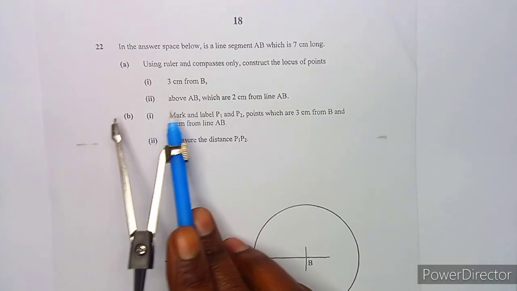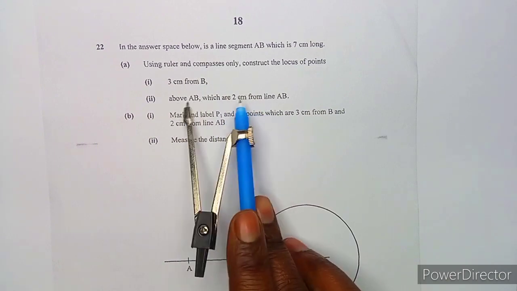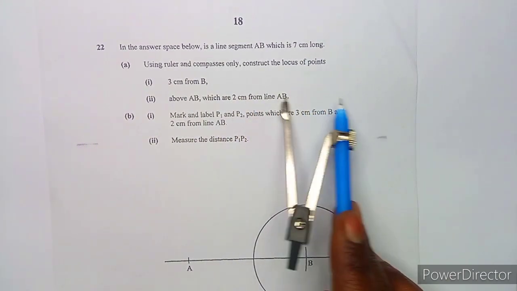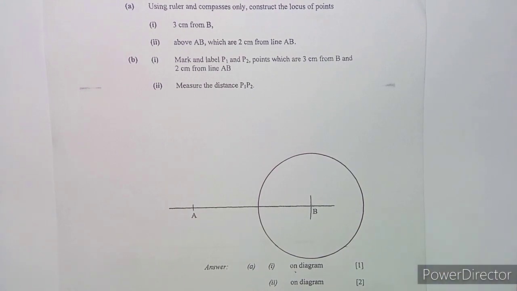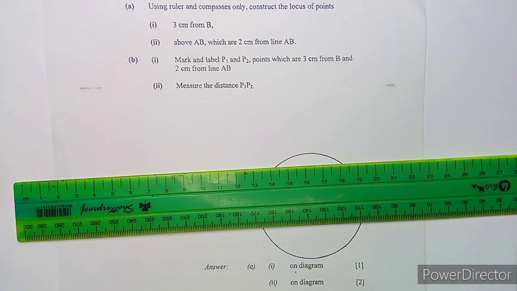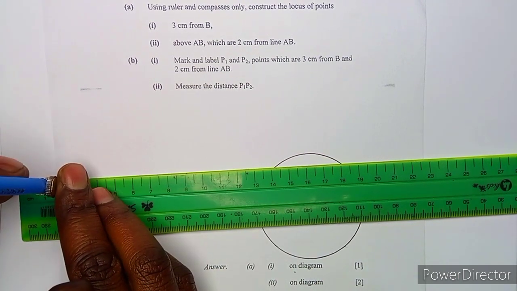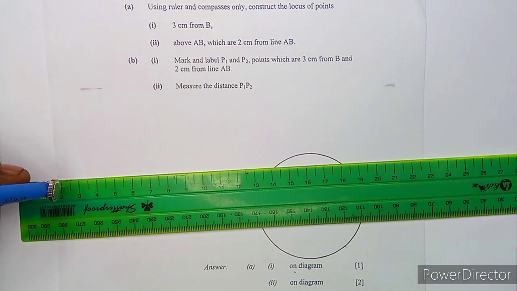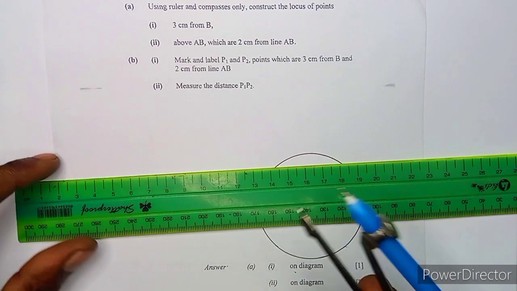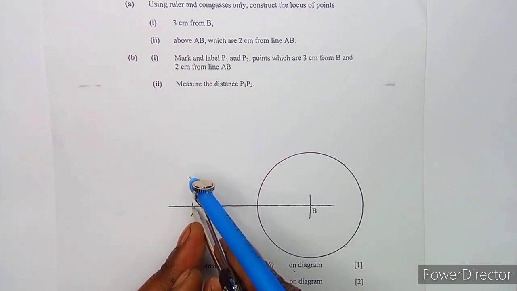All right, then above AB, which are 2 centimeters from line AB. Take note, it's above AB and 2 centimeters from AB. Remember, 2 centimeters from AB was supposed to give us a pair of parallel lines, but this time they said above AB, so it is not going to give us a pair. It is going to give us just one line on top of B, but it is 2 centimeters. So you measure 2 centimeters properly, then above, which means on top of this line.